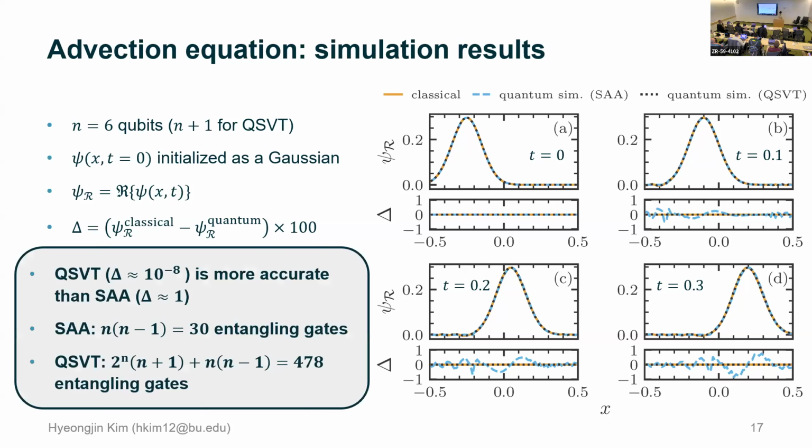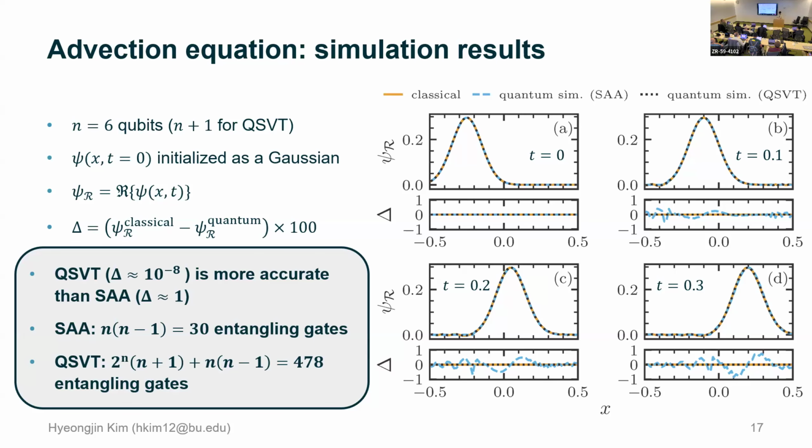And you can just visually see looking at the bottom panel that the QSVT based solution is much more accurate than the SAA. But on the other hand, SAA uses only 30 entangling gates. That's all from the QFT, the quantum Fourier transform. Meanwhile, the QSVT based solution uses way more entangling gates here. But we'll see that this is not too bad if you go into smaller qubits and try on hardware.